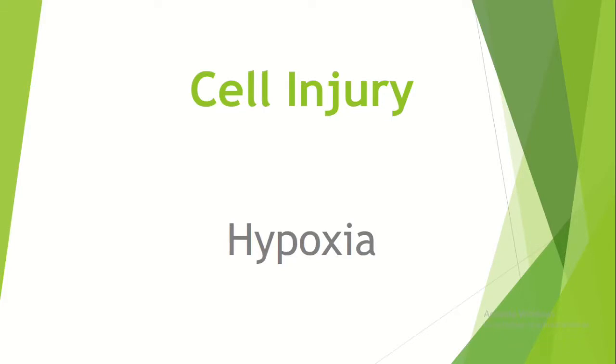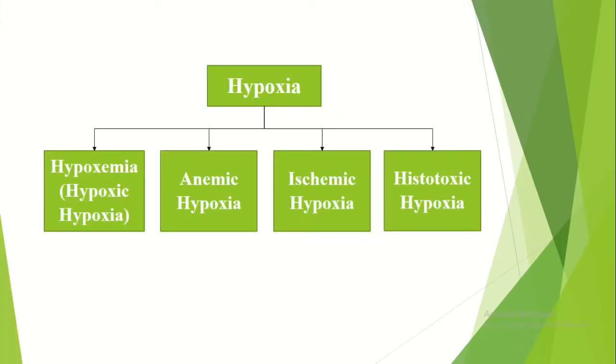Hello everyone and welcome to Doctor's Pathology Review. In today's video I'm going to continue talking about hypoxia, the most common cause of cellular injury. So we categorize hypoxia into hypoxemia, anemic hypoxia, ischemic hypoxia, and histotoxic hypoxia, and we said that ischemia is the most common cause of hypoxia. And in today's video we're going to discuss anemic hypoxia and histotoxic hypoxia.